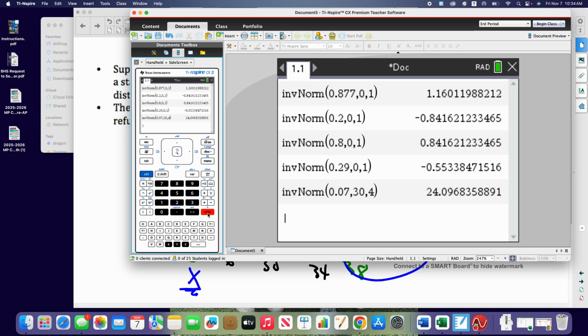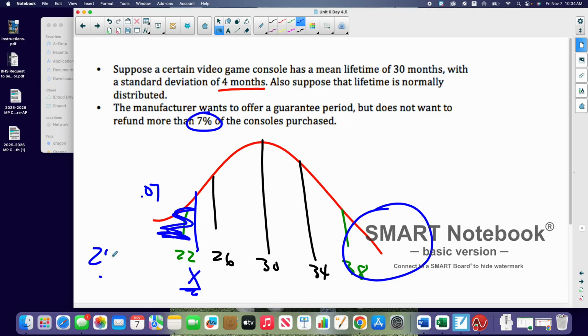So I hit enter, and it tells me that that X should be placed at 24.1. All right, 24.1 months. I don't know if I'd count 0.1 a month. I'd probably be okay with 24 months. So basically what I'm saying is this: if your system doesn't last longer than 2 years, then I'll refund you. But if it goes crazy after 2 years, then I'm not going to refund you. Okay, good on that one?